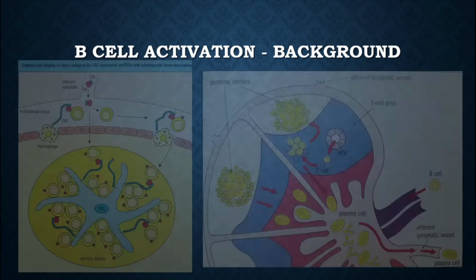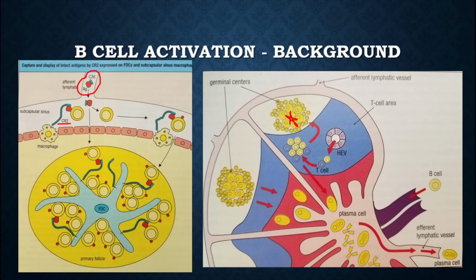All right. So the follicular dendritic cells are just important because they are going to present all things that the B cells will interact with. Okay?